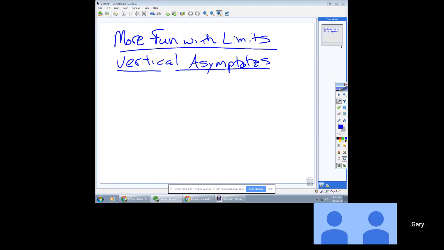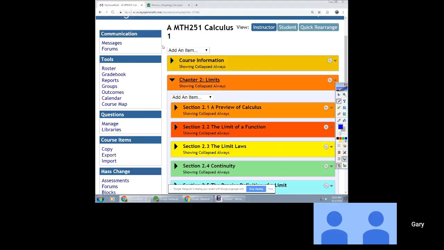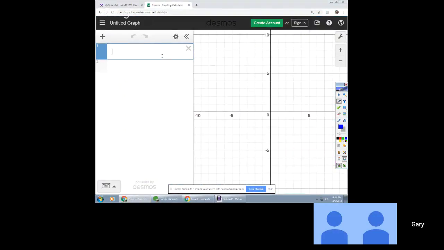Vertical asymptotes, here we go. So first, we'll take a look at one of the simplest functions that has an asymptote, f of x equals 1 over x. So just whip out your graphing calculator and graph y equals 1 over x. Just to refresh your memory, here's my Desmos. I get that beautiful shape right there.